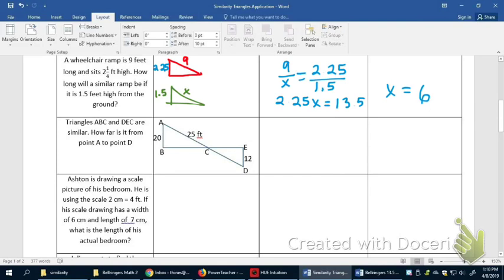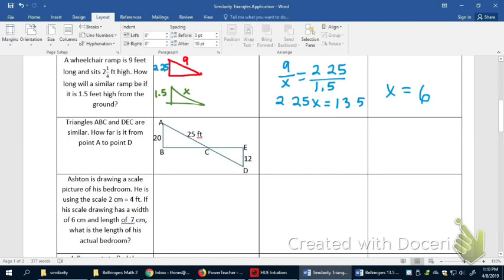They already drew the picture for you. But let's read and see why they drew the picture. It says triangles ABC and DEC are similar. How far is it from point A to point D? Why is it that they drew the picture? Well, the words don't really tell you anything, like anything about the sides. So that's the reason the picture is drawn.